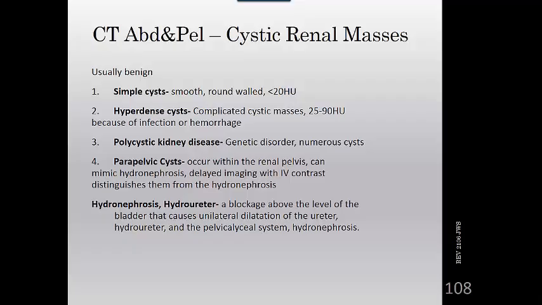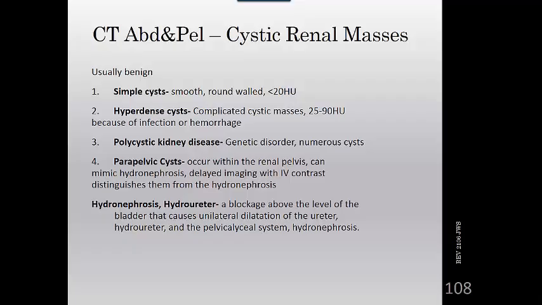Cystic renal masses are common. You're going to see them a lot. They're usually benign, and they may be identified before IV contrast. They include simple cysts, which will be smooth and round-walled, and they'll have a Hounsfield unit of less than 20. There are some hyperdense cysts that are complicated cystic masses. They can be between 25 and 90 Hounsfield units. They can be caused by infection or hemorrhage.